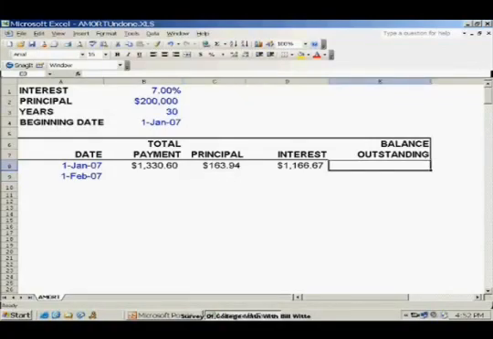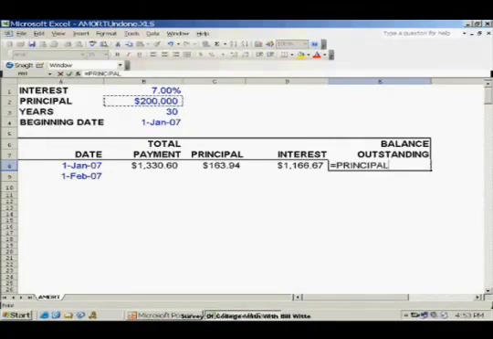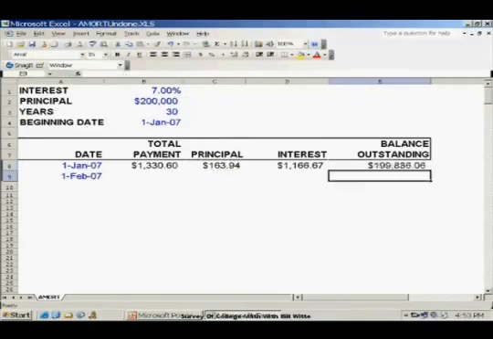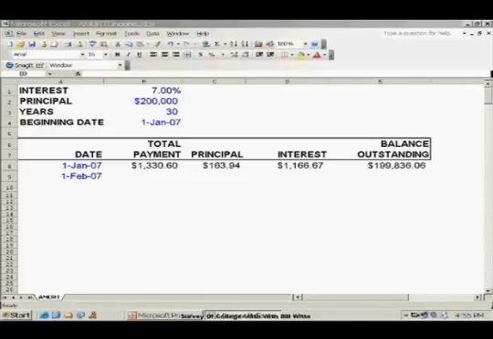Well, how much are you going to owe next month? We'll subtract the amount of principal that you paid from the original principal. So I'll go equals the $200,000 minus the $163 I paid that month, which is stored in cell C8. And next month I'll only owe $199,836. Ouch. Well, that's the first month.